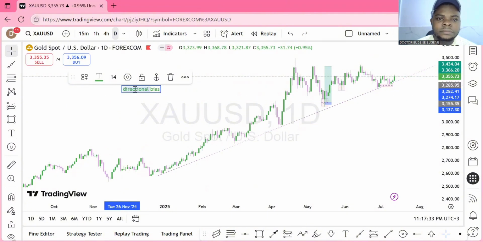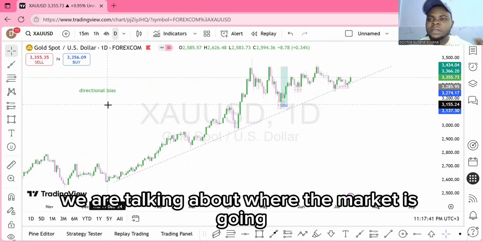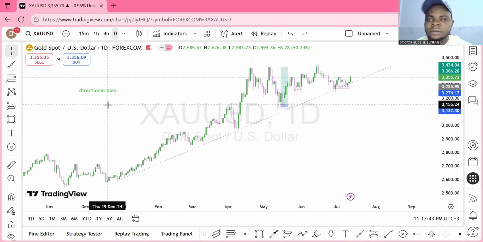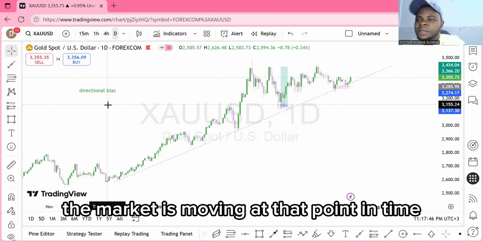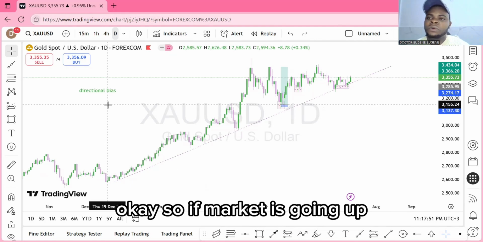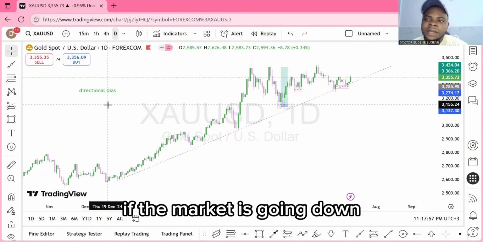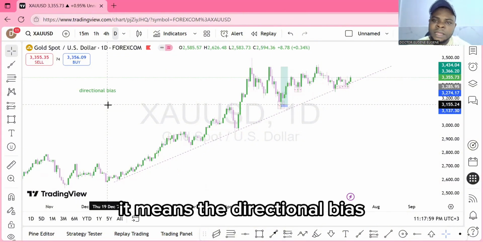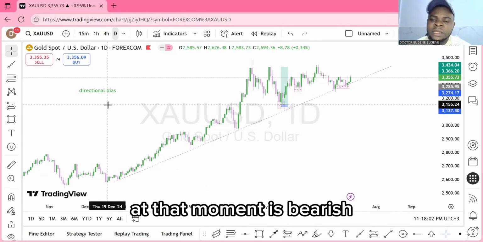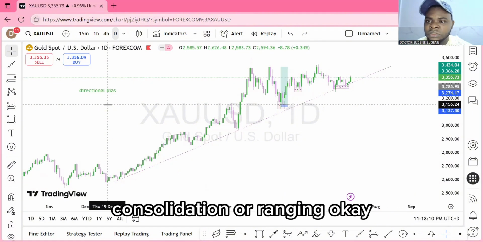Okay, directional bias. When we talk about directional bias, we are talking about where the market is going, the direction the market is moving at that point in time. So if the market is going up, it means the directional bias is bullish. If the market is going down, the directional bias at that moment is bearish. If the market is going sideways, the directional bias at that moment is consolidation.